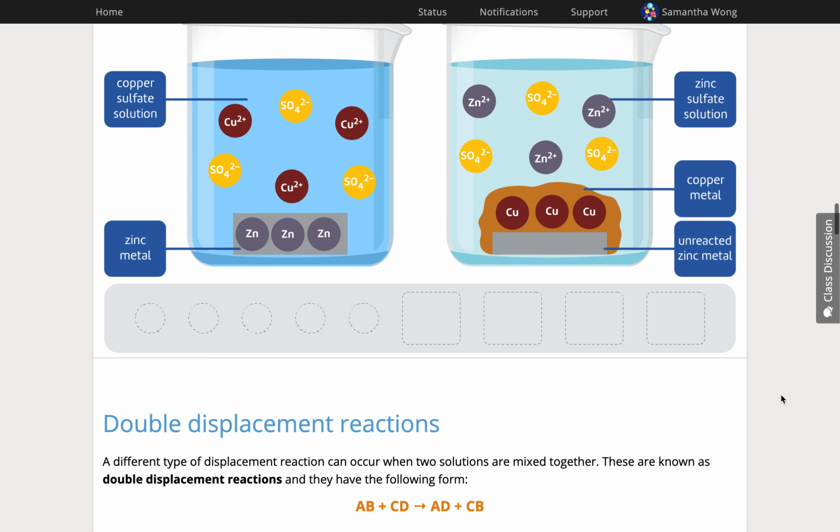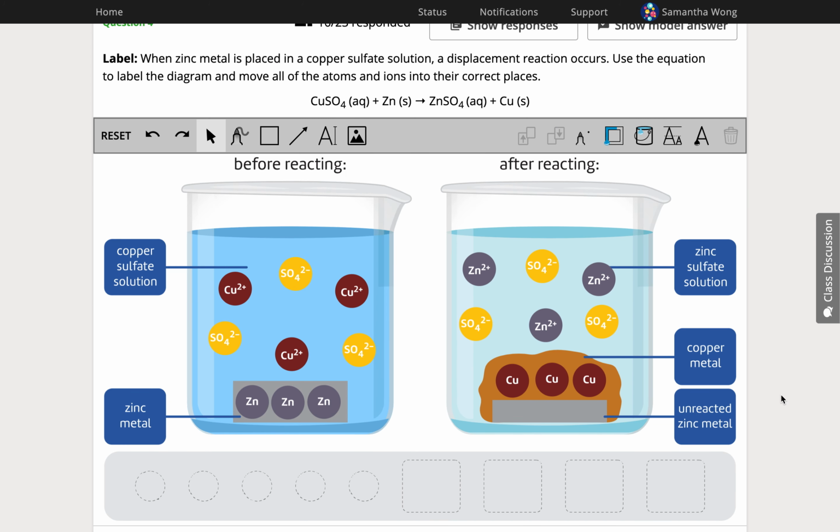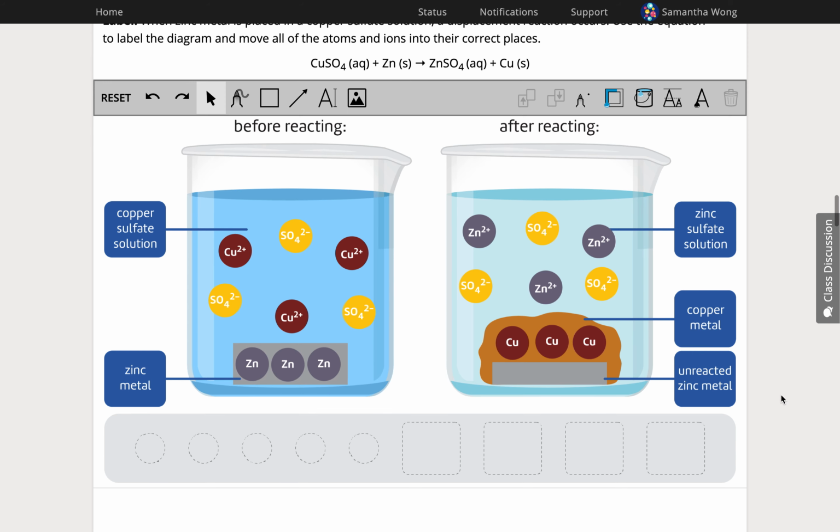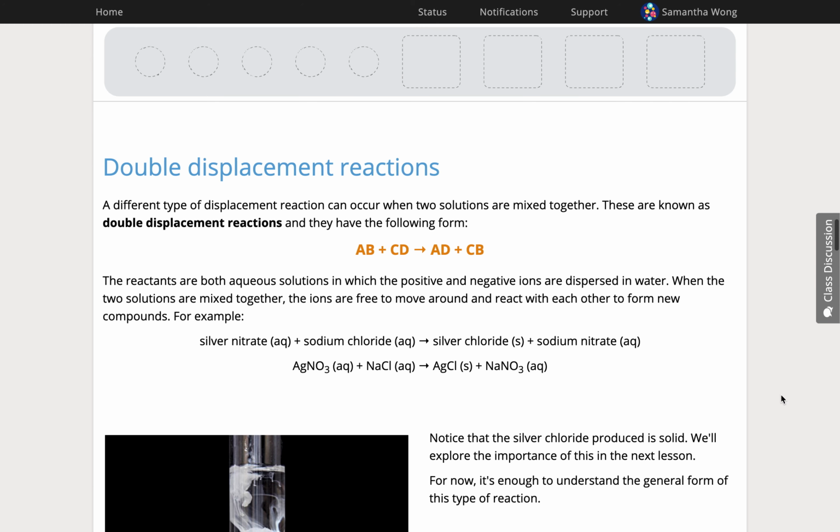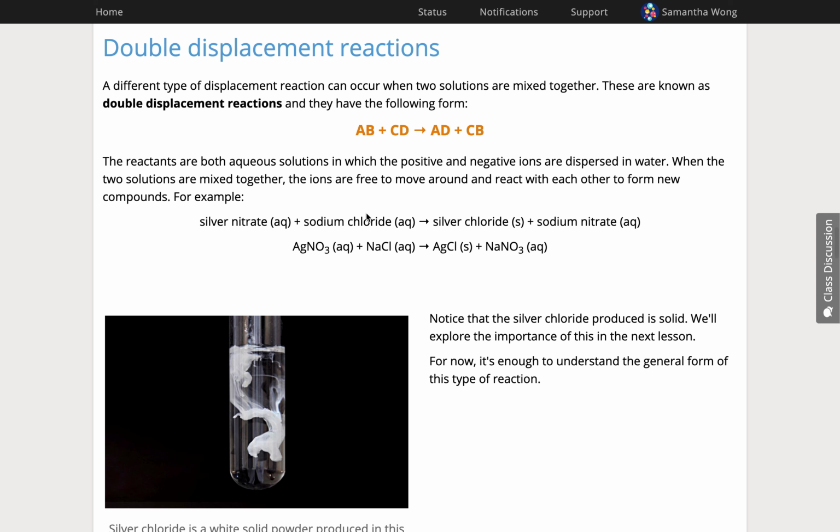Now, all of this work that we've done so far has been on single displacement reactions. Now we move on to a slightly more conceptually difficult reaction, which is a double displacement reaction. A different type of displacement reaction can occur when 2 solutions are mixed together. These are known as double displacement reactions, and they have the following form. AB plus CD gives you AD plus CB.